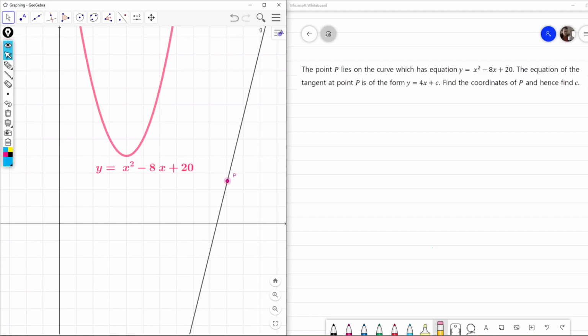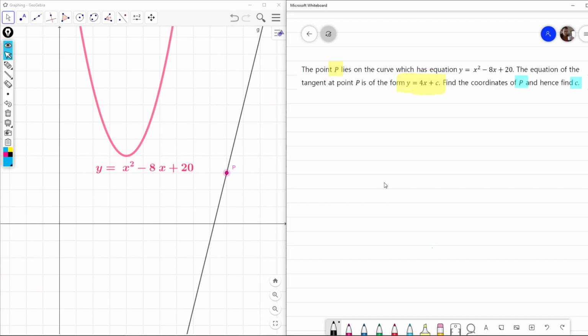In this video, we're going to be talking about variations on the equations of tangents and normals problem. So I'll just have a little read of this one that I've got on the right hand side of the screen. We've got a point P and it's somewhere on the curve y equals x squared minus 8x plus 20. The equation of the tangent at this point is of the form y equals 4x plus c. And the objective here is to work out the coordinates of that point and find c, which in this case is the intercept of the line.